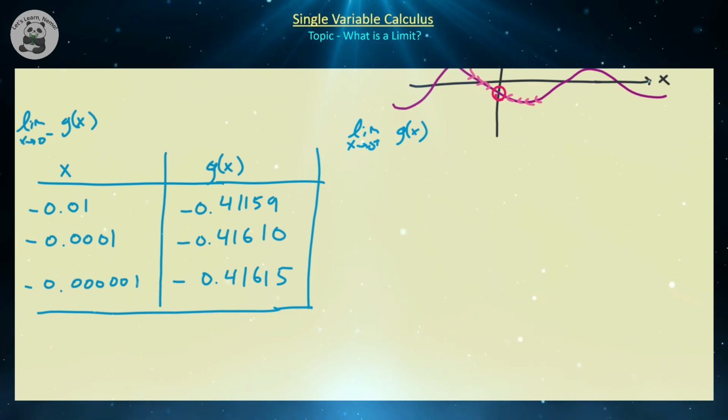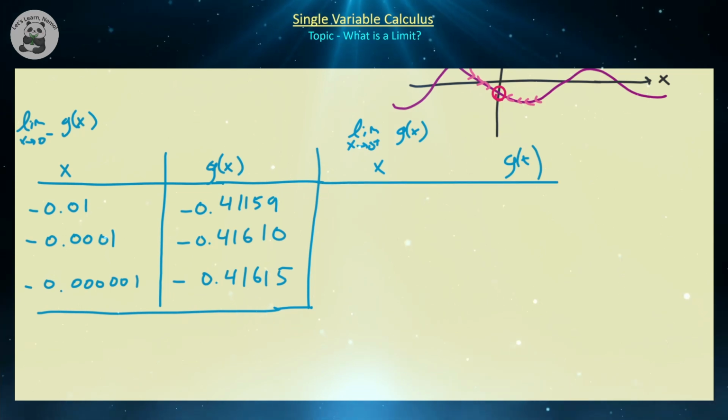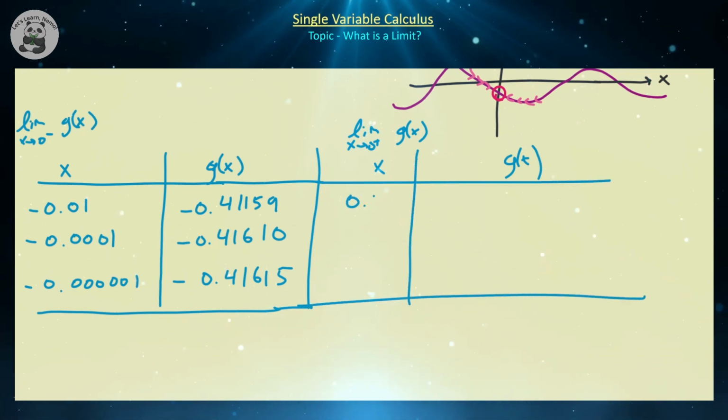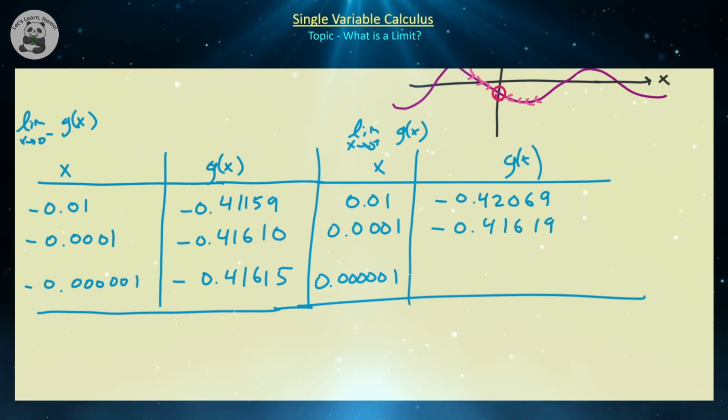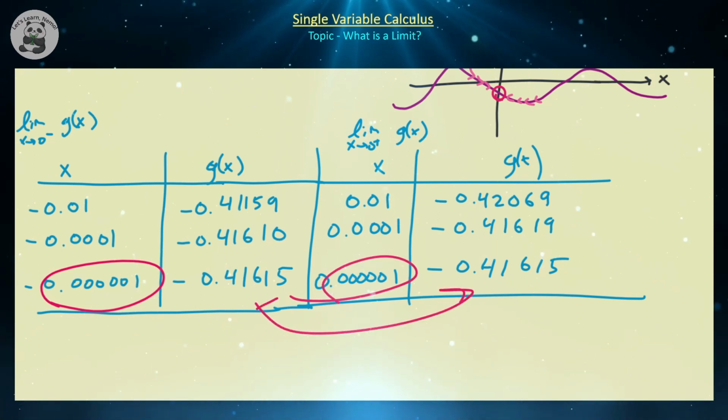And then I'm going to do the same for the right-hand side. So the limit as x approaches 0 from the right-hand side. Choose some x values, and then find the associated y values. So I'm going to choose positive 0.01, and then 0.0001, and then some smaller value. And then I'm going to plug in some values. So you're going to have -0.42069, and then -0.41619, and -0.41615.